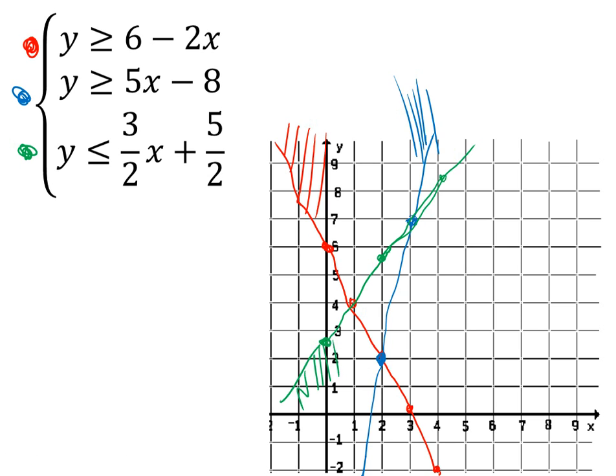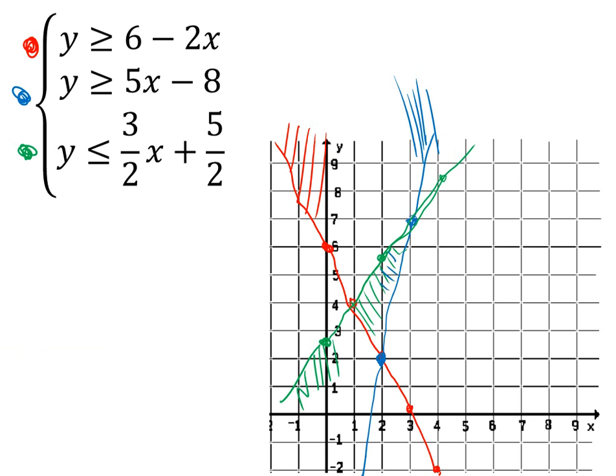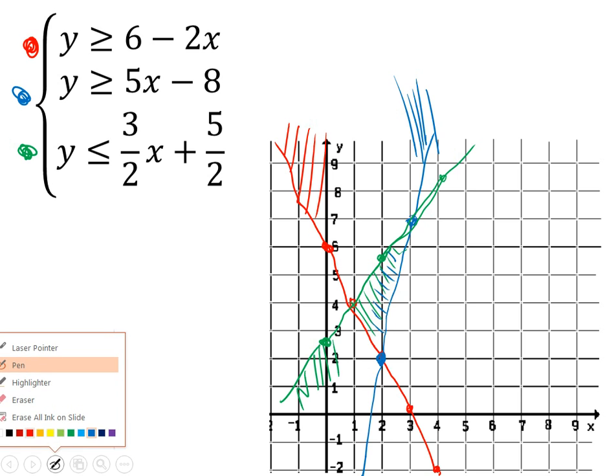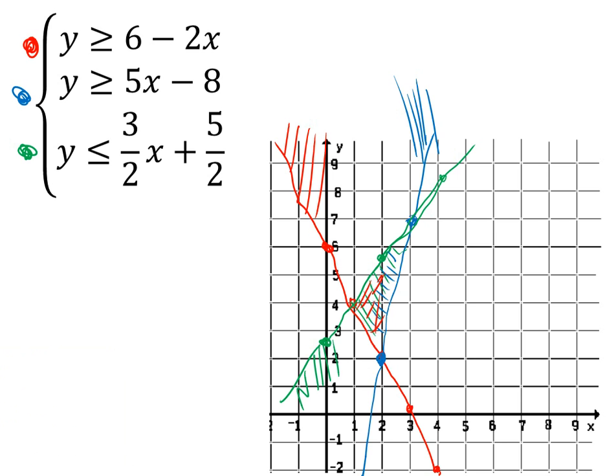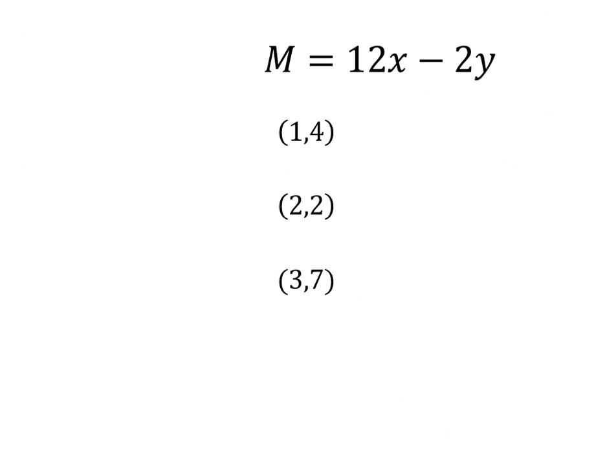So it looks like my shaded region where they all intersect, I've got shaded below here, shaded above here, and shaded above here. As you see, that is my intersection. That's where all the colors will cross. And so the points that I want to look at are these 3 points. It looks like we're at 1, 4, 3, 7, and 2, 2. Those are the points we're going to check to see where we maximize or minimize our value. And in this case, we want to minimize.